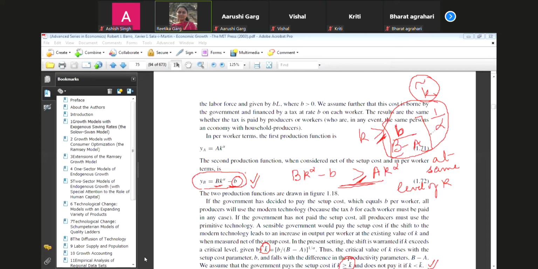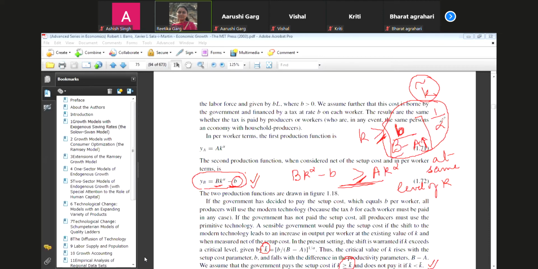The crucial fact here is that if B minus A is high, which means that the modern technology is far more productive compared to the old technology, then this k tilde will be low. As a result, the possibility of the government investing in modern technology would be greater. Secondly, if the cost of installing this new technology, small b, is lower, then also the chances are higher that the government will invest in new technology. These are the two conditions under which the threshold level will be lower. Any problem till this point?